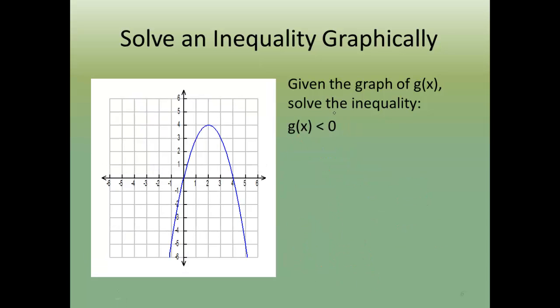Here's a new one. So we have a different graph, function g, and we're going to solve the inequality g is less than 0. So here's the graph. Less than means I want it to be below. The 0 is telling me I want it below the x-axis. I first figure out where it's equal to 0. So that's at 0 and 4. The pieces that are below the x-axis are these tail ends here.